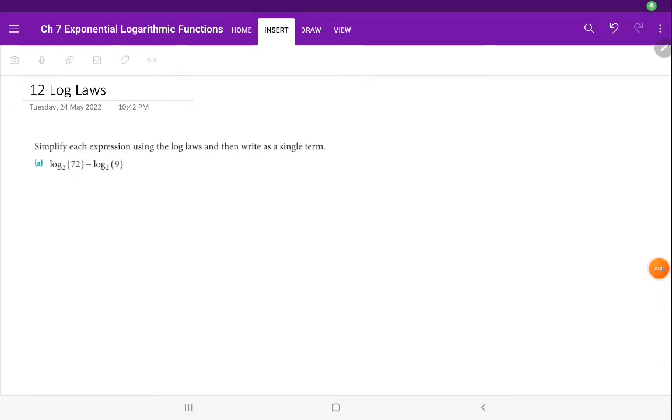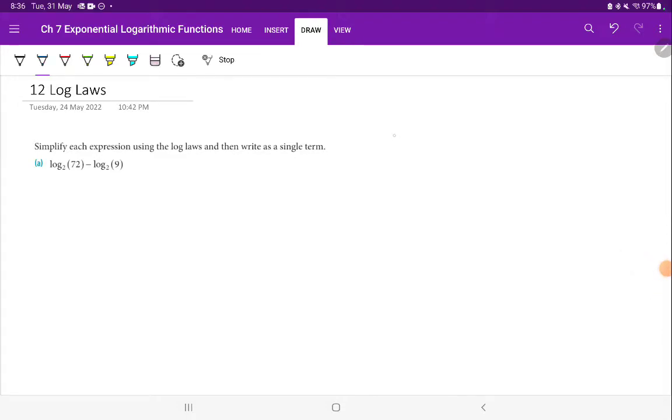Alrighty. Now, like index laws, logarithms have rules that we can use to actually simplify them without having to do too many calculations. So the first log law we are going to learn about is what happens when we've got two logs with the same base subtracting. So the first log law we're going to look at is what is the log a of x minus the log a of y?